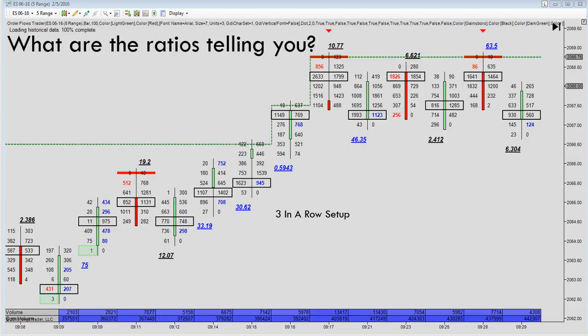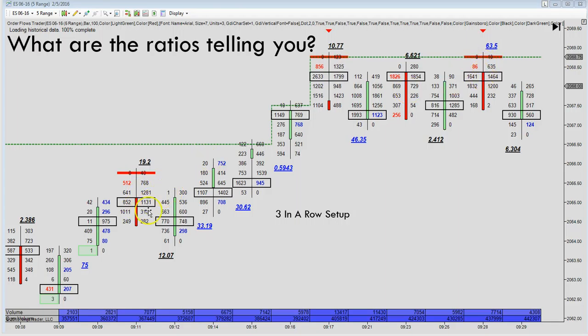Okay, so you can ask again, what are the ratios telling you? Okay, so the market's going up. On an up move, you want to see bullish ratios. You want to see the ratios below the bars, indicating the green candles with some price rejection or price defense along the way up. And you hit the high. You hit it once, you hit it twice, you get a ratio up here.